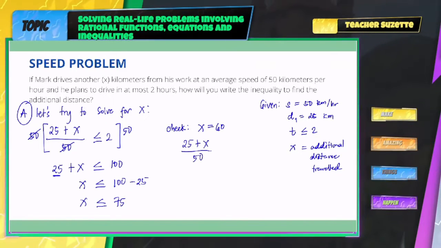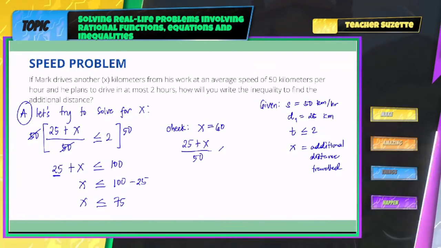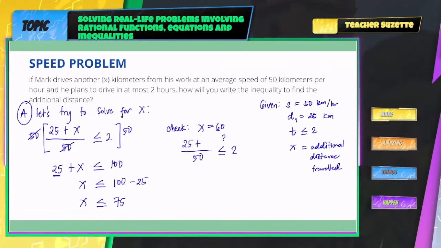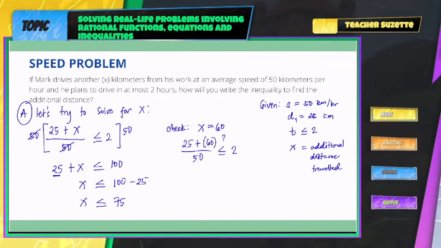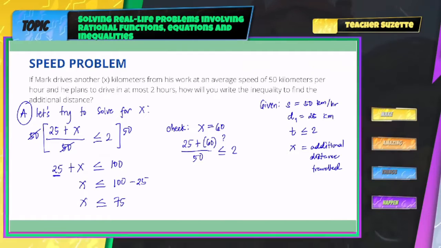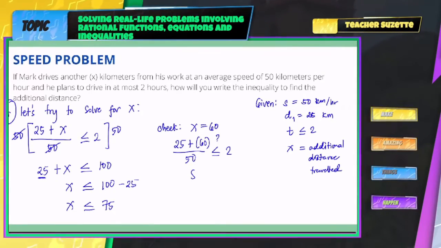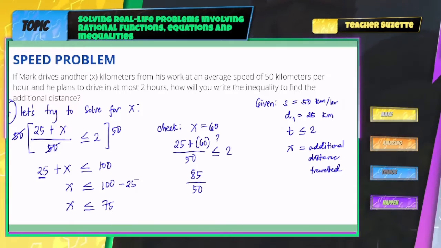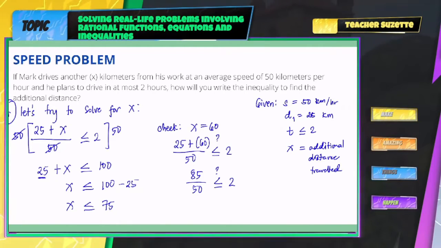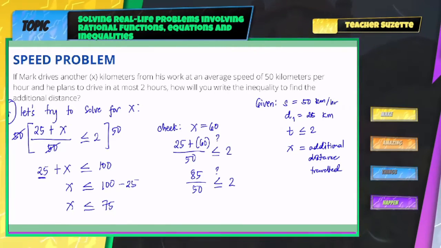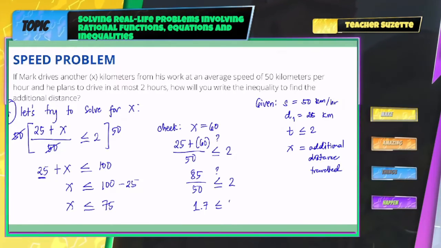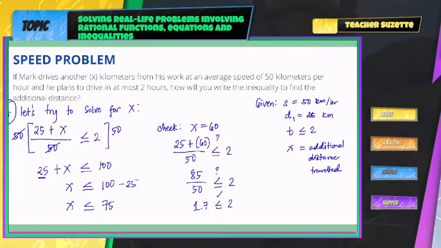Ayan. So, we have 25 plus x over 50 less than or equal to 2. So, yun ang tanong. So, is it less than or equal to 2? So, when we substitute the value of our x, which is 60, in our inequality, we will have 25 plus 60 is equal to 85 over 50. Is it less than or equal to 2? So, kapag po yan ay ating express in decimal points, 85 divided by 50 is equal to 1.7. So, definitely, that is less than 2. So, therefore, it is true.